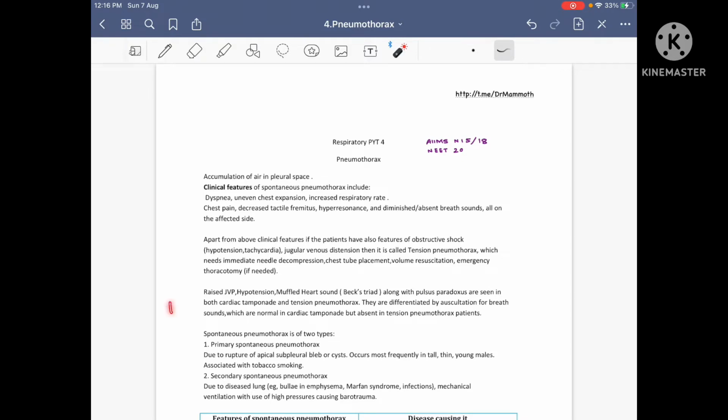And in AIIMS November 2015 and AIIMS 2018, questions were asked how to differentiate between tension pneumothorax and cardiac tamponade. These are repeat questions. The answer is breath sound. Beck's triad, which contains raised JVP, hypotension, muffled heart sound, along with pulsus paradoxus, are seen in both cardiac tamponade and tension pneumothorax, but breath sound is present in cardiac tamponade but absent in tension pneumothorax. So breath sounds are used to differentiate between tension pneumothorax and cardiac tamponade.